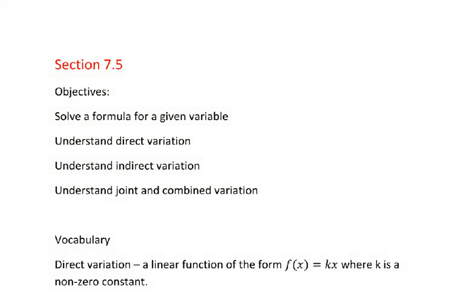This video is going to cover section 7.5 in your book. We have 4 objectives. The first is to solve a formula for a given variable. The second is to understand direct variation. The third is to understand indirect variation. And the fourth is to understand joint and combined variation.